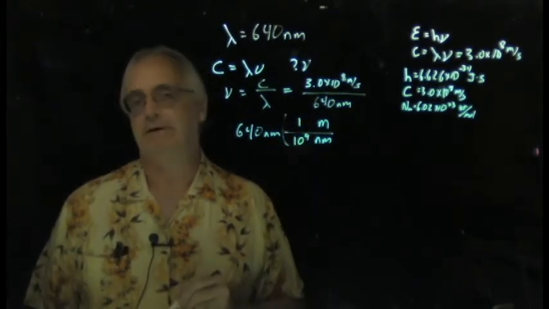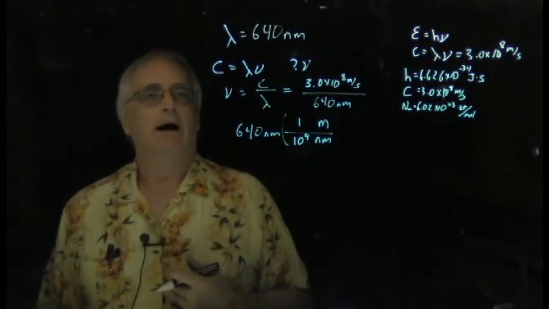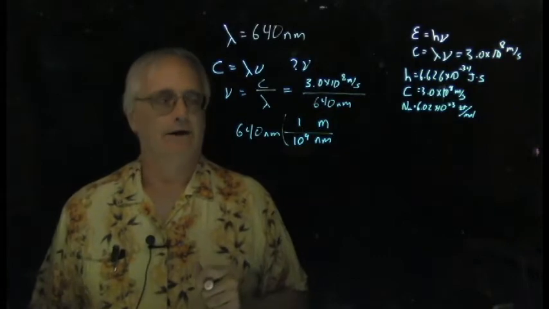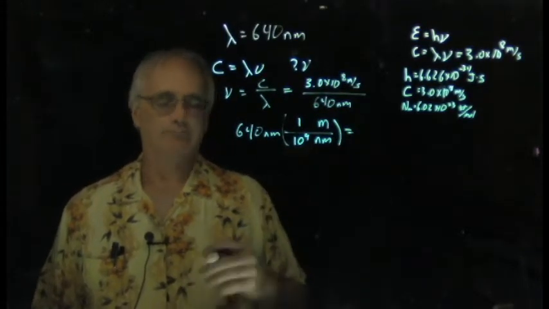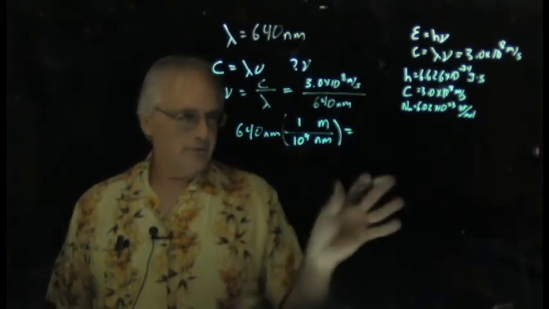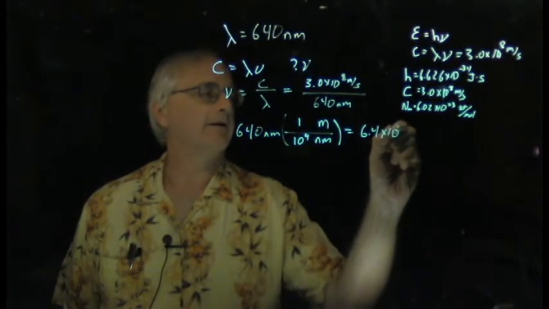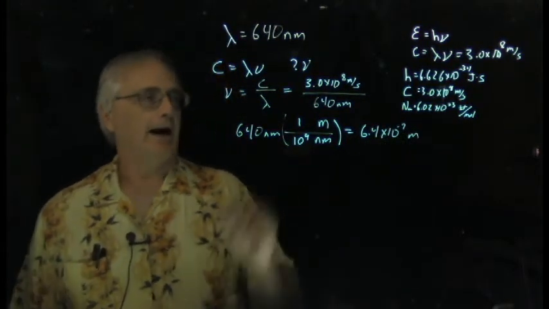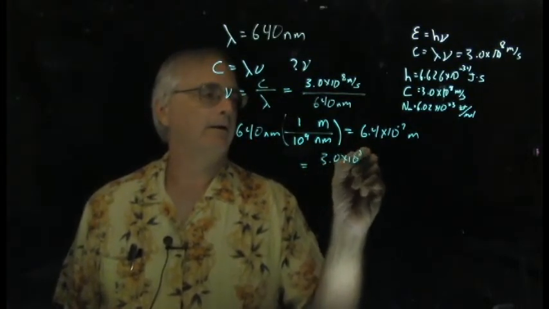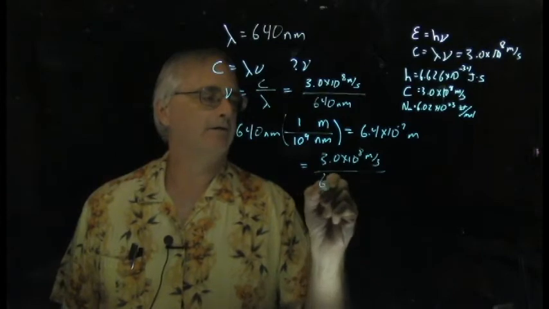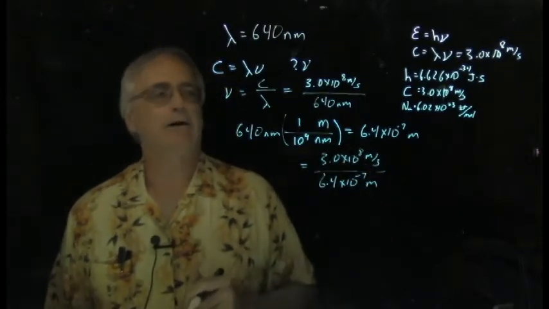10 to the 9th is billion. A billion nanometers is 1 meter. You could also say that a billionth of a meter is 1 nanometer. That would work perfectly fine as well. Doing this sort of calculation, you come out with 6.4 times 10 to the negative 7th meters. And so now if I use that as my calculation, the speed of light divided by 6.4 times 10 to the negative 7th meters, now my units cancel off beautifully.